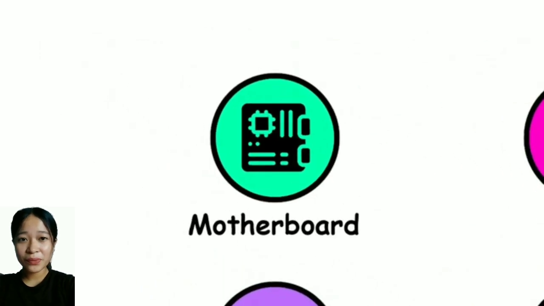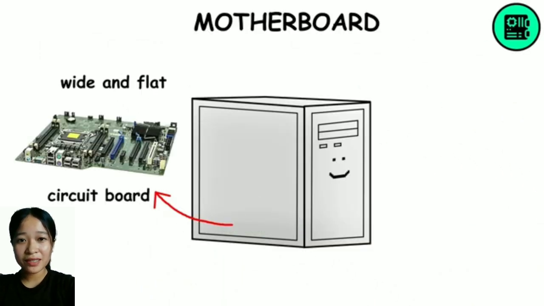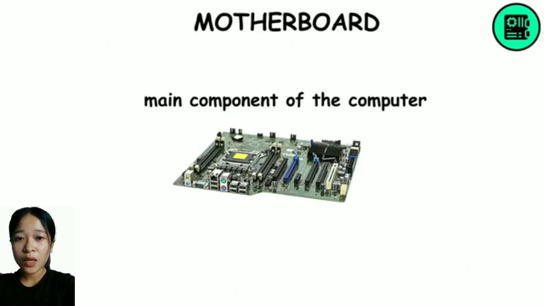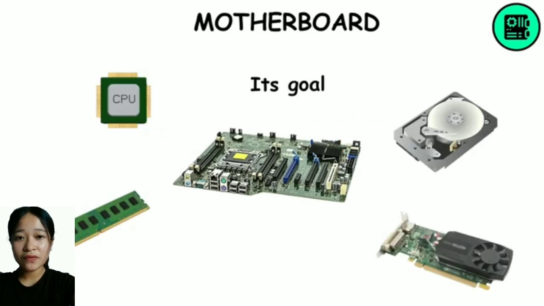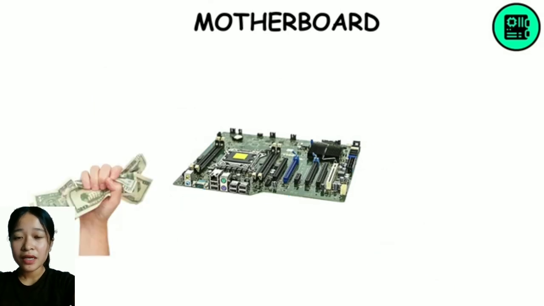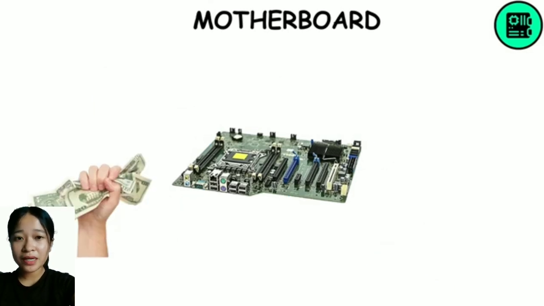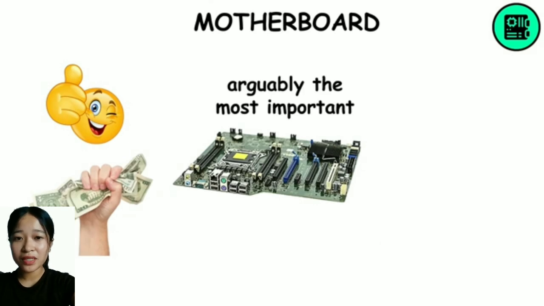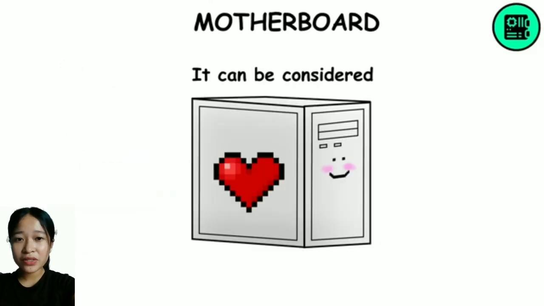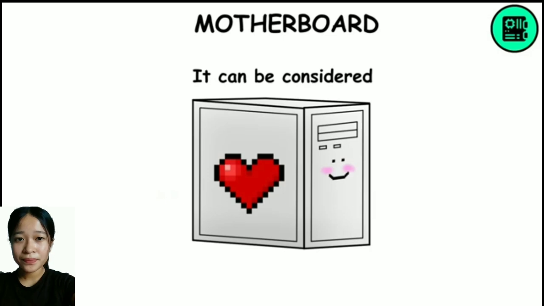The motherboard is a wide and flat circuit board, and it's the main component of the computer, where every component gets connected. Its goal is to make the different parts of the computer communicate with each other. It's relatively cheap compared to other components, even though it's arguably the most important one. It can be considered the heart of the computer.